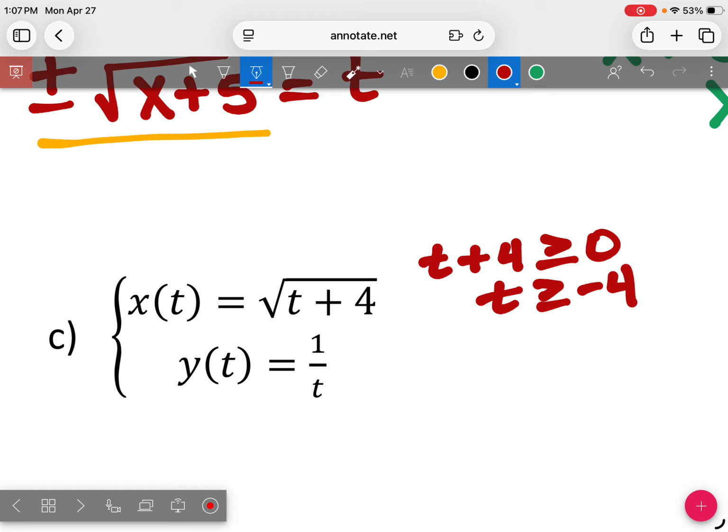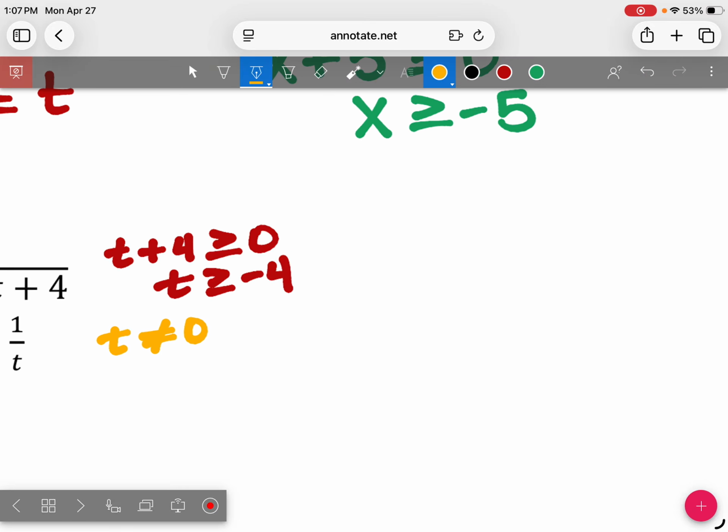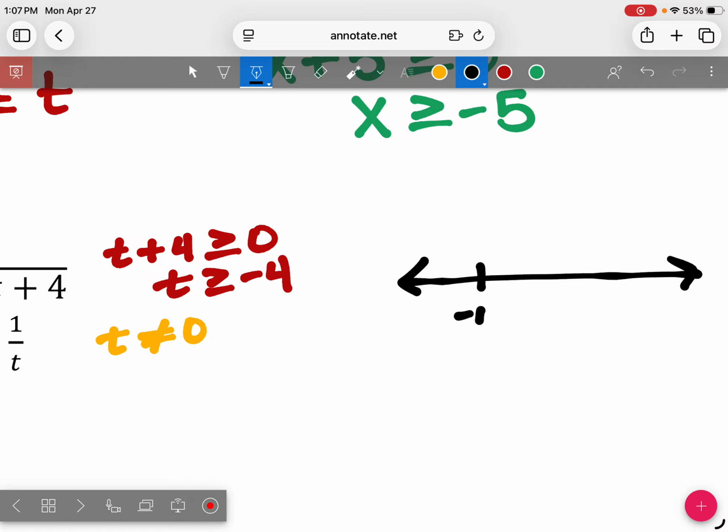T plus 4 has to be greater than or equal to 0, which means t has to be greater than or equal to -4. Now, my y parameter is dividing by t, which means t cannot be 0. So far I have 2 restrictions. So far on my number line, if I were to graph this before I even try to solve it, -4 would be here and 0 is here. So far I have a closed circle going here, open circle here. I'm going to add more to it, but right now that's what I have.